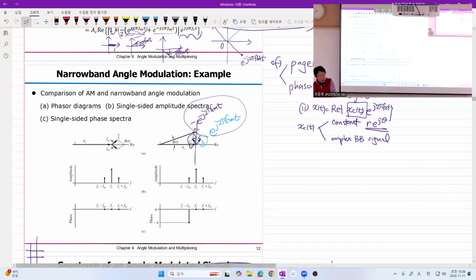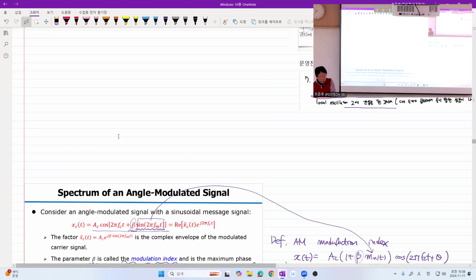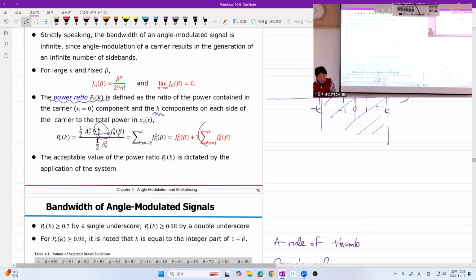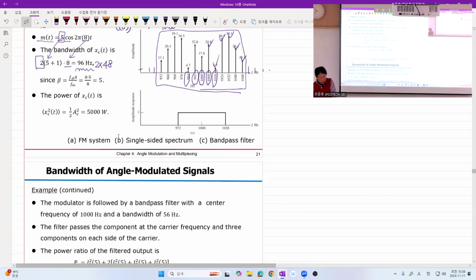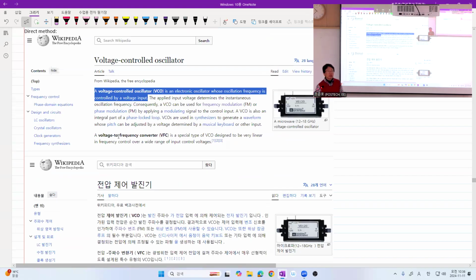Got it? So there were many reasons why people used FM over PM in the early stage. Of course, the most important reason was the easiness in implementation. That's what I believe. Okay. However, as I told you, there are many other reasons why FM is preferred over PM.